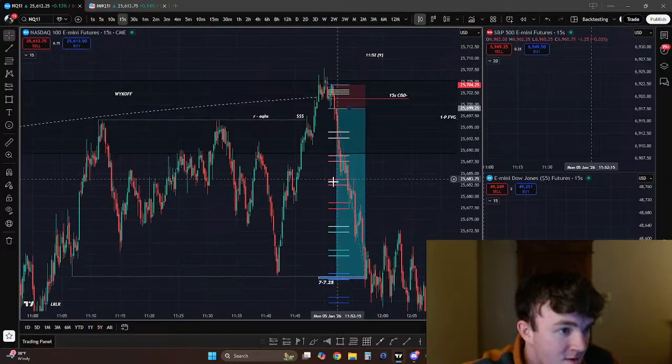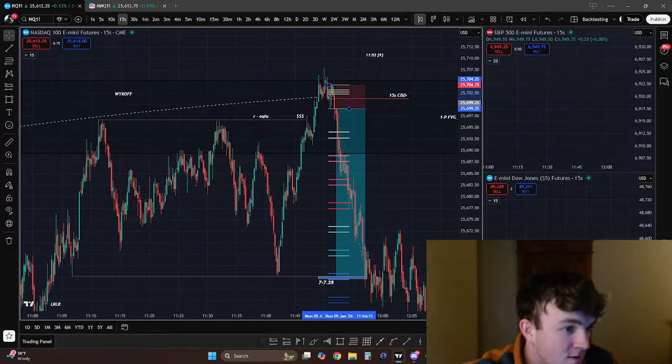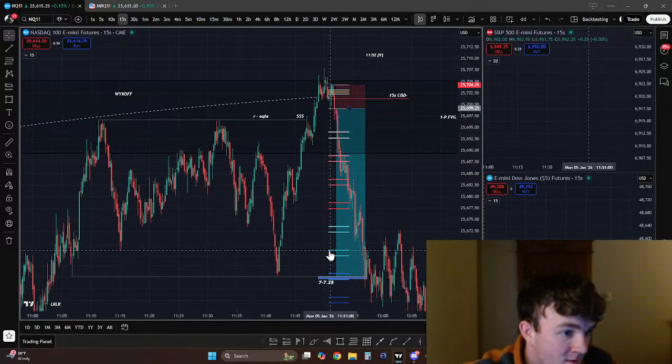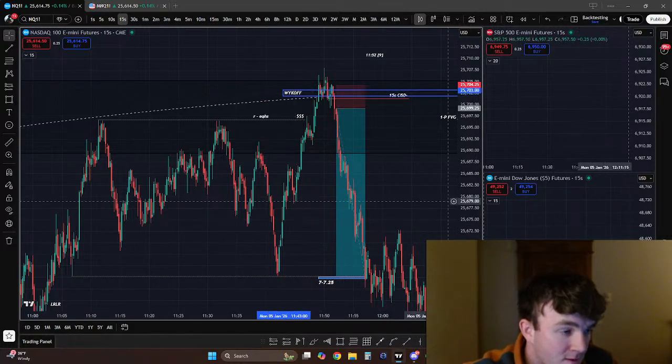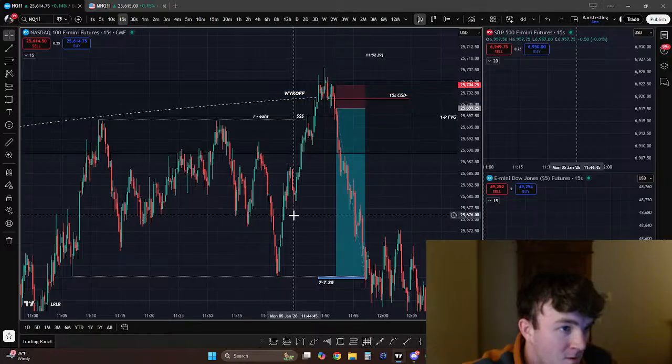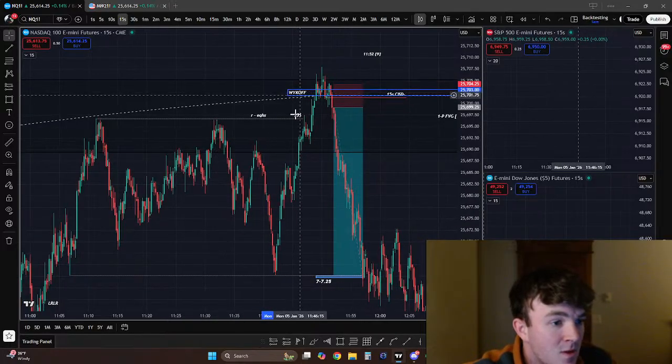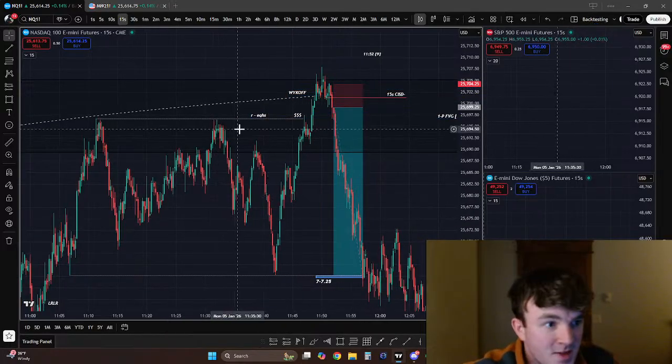Dang, bro. You can see how perfectly 4 projections marks taking profit. Look at that. Bang. And then we got relatively equal lows down here.